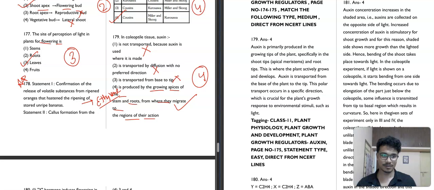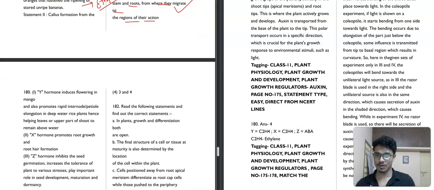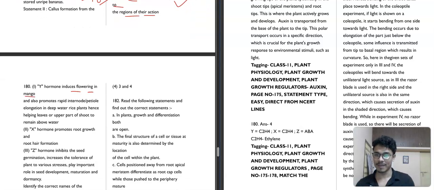Then question number 180. It is saying that Y hormone induces flowering in mango and also promotes rapid internode and petiole elongation in deep water rice plant. Hence, helping leaves or upper part of the shoot to remain above water. So what is this? This is the function of, you know that, the famous hormone ethylene. It is saying that X hormone produces root growth and root hair formation. It is also a function of ethylene. Okay, that is the chemical formula.